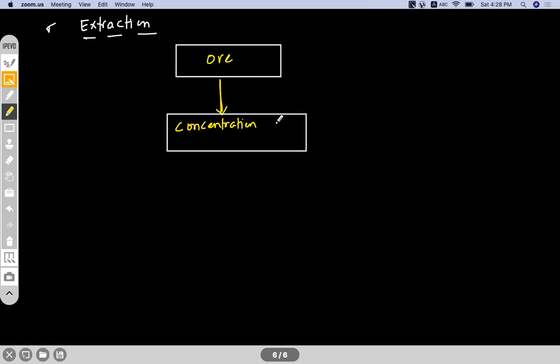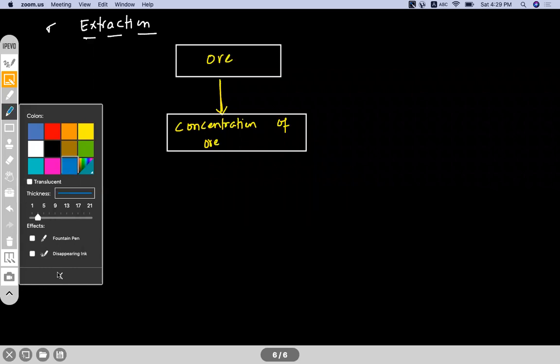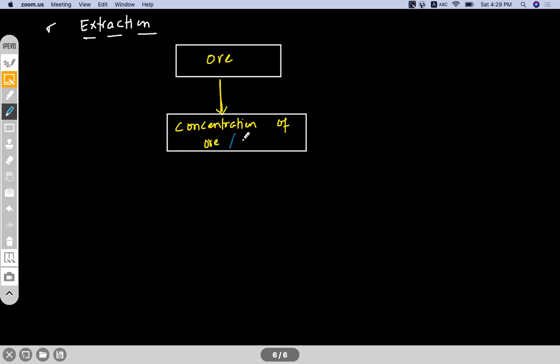Concentration of ore. We also call it partly concentrated ore, because obviously in one step you cannot remove the entire impurities, correct? So step by step we'll do it. We use different reactions, we mix different compounds so that we can remove the impurities from that. The same process we also call ore dressing.